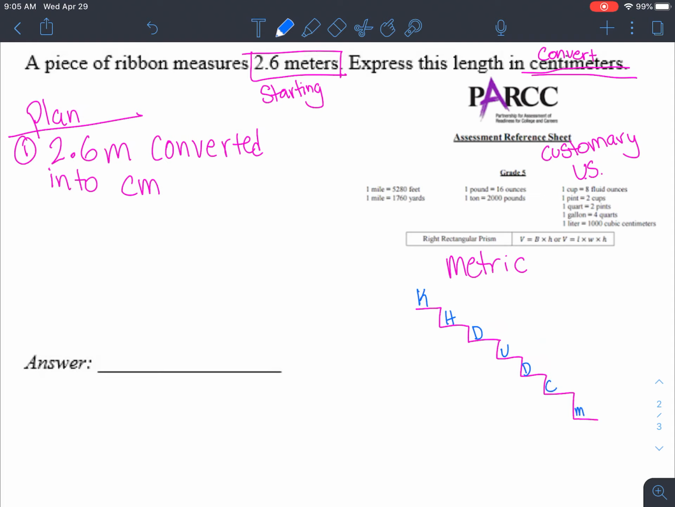And let's take a moment, because it's been a while, to see what each of these letters stands for. King stands for kilo. H stands for hecto. This first D stands for deca. U stands for your basic unit. What are some possible basic units?